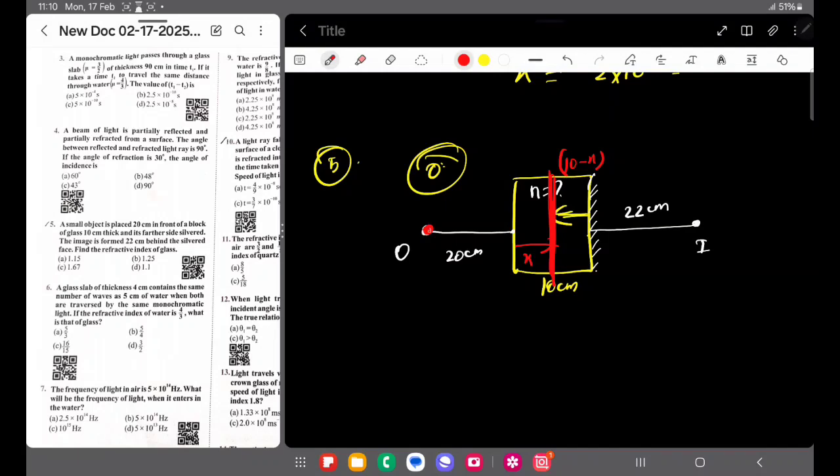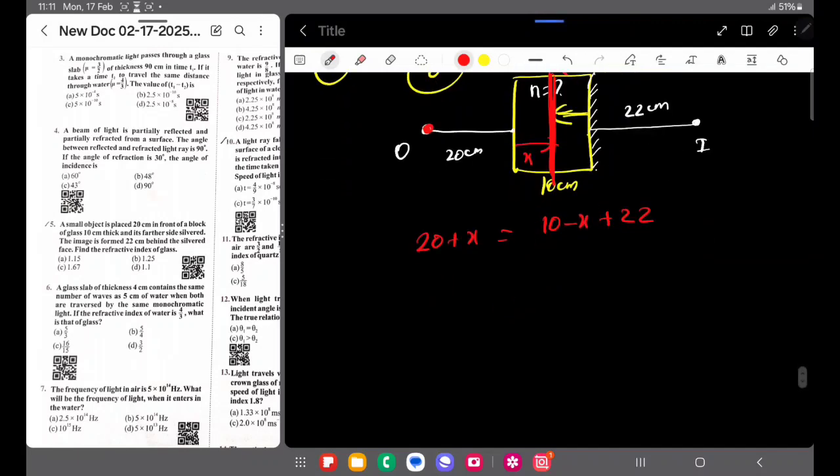So from the object to the mirror, the distance is 20 plus x. From the mirror to the image we can express the same distance. So if we use that logic, 10 minus x plus 22 should be equal to 20 plus x. On simplifying this, I'll be getting 2x is equal to 10 plus 22 minus 20, which is 12. 2x is equal to 12, x is equal to 6.